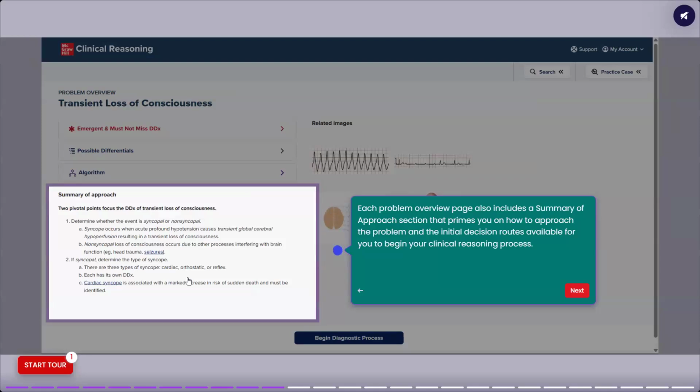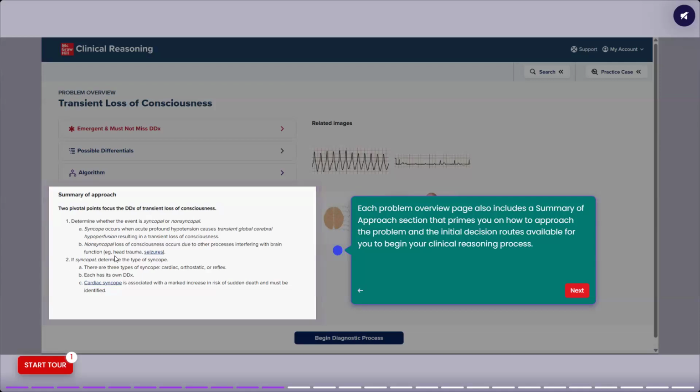So in here, as the algorithm really shows in a graphical way, the summary of approach again summarizes the two pivotal points that I need to focus on when going through the clinical reasoning of transient loss of consciousness. First, I need to determine whether the event is syncope or non-syncope. And then it provides some hints on when syncope occurs and when non-syncope loss of consciousness occurs.